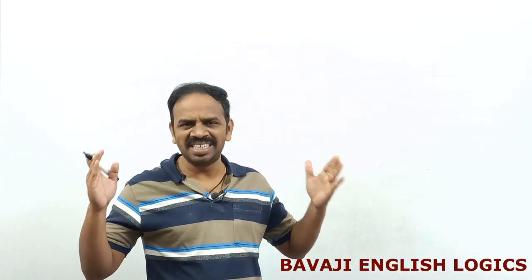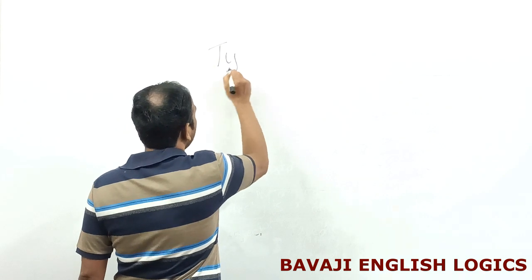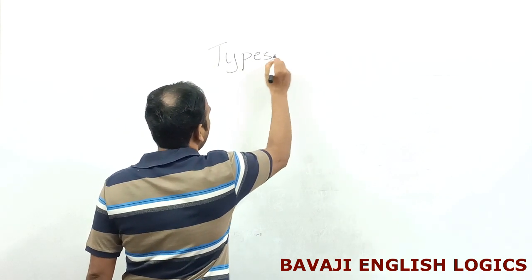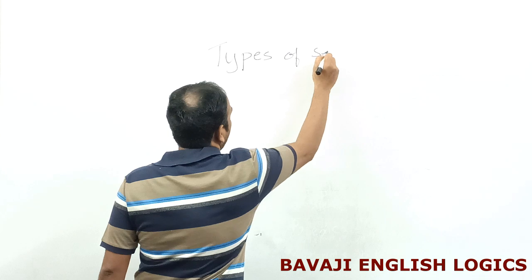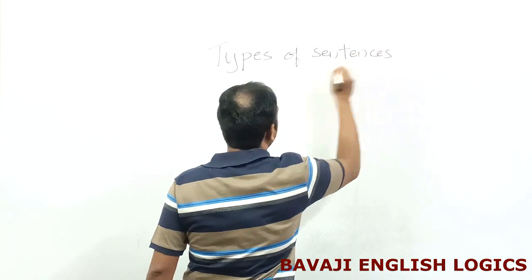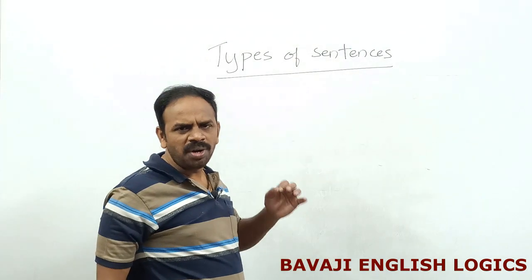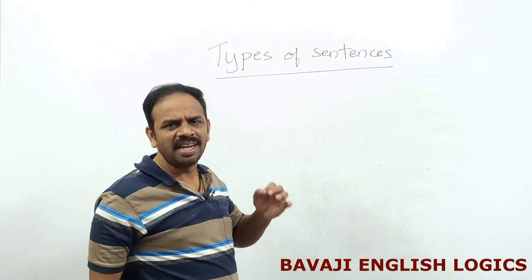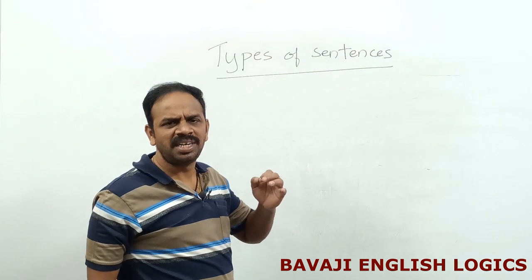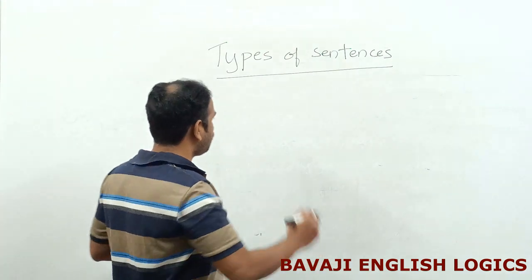Today we shall discuss types of sentences. There are four types of sentences in the English language.